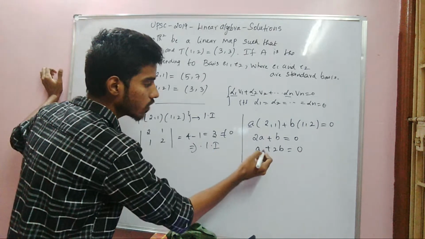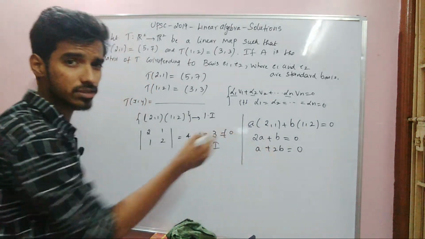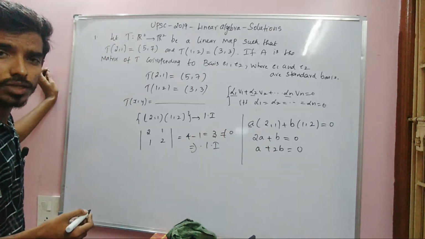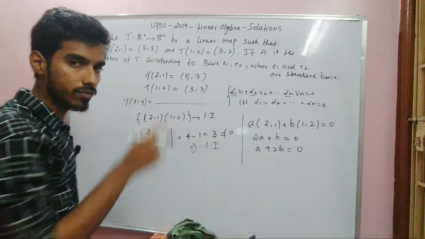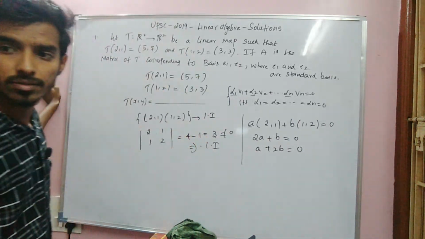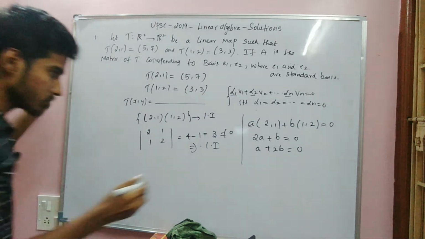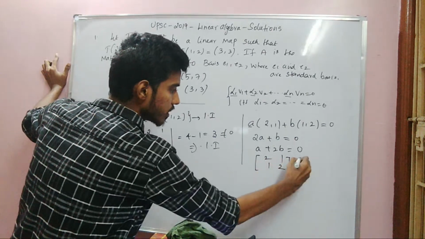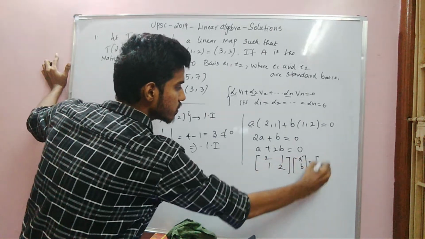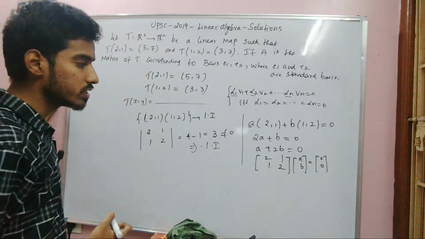So how can I find a and b here? Is this a homogeneous system or a non-homogeneous system? It is a homogeneous system, right? Because our output vector is the 0 vector. If the output vector is the 0 vector, then it is homogeneous. You know how to solve a homogeneous system, right? So I can write this as the matrix [2, 1; 1, 2] times (a, b) is equal to (0, 0). This is very elementary, something you come across in school. This is the homogeneous system.